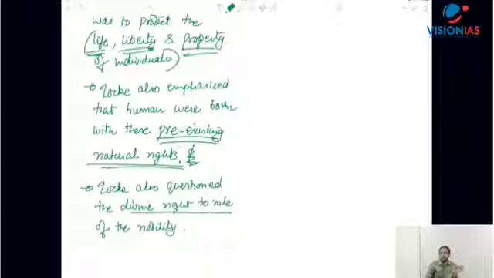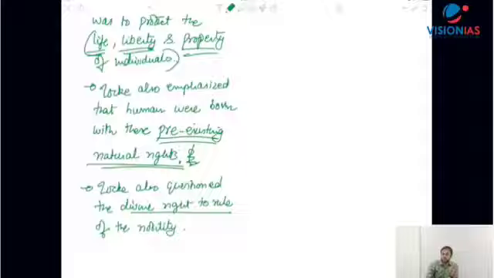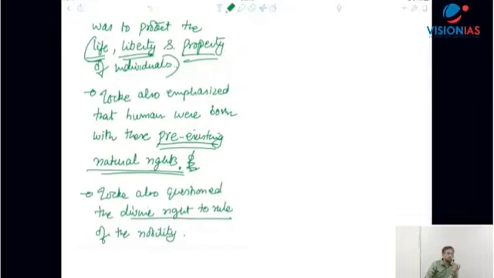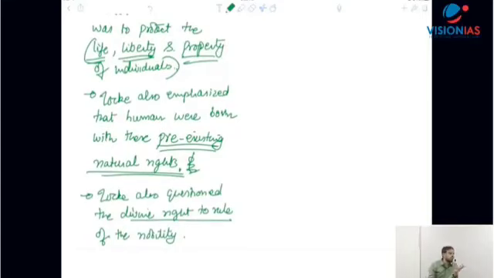For example, the American Revolution talks about that in the Bill of Rights, it says that the state shall strive to protect and ensure the right to life, liberty, and the pursuit of happiness. The word property here is being replaced in the American Constitution by the pursuit of happiness. Similarly, the French Revolution also talks about the right to life, liberty, and property.